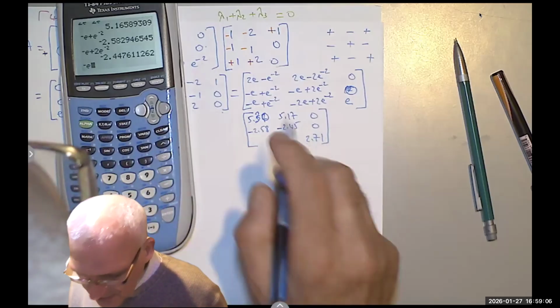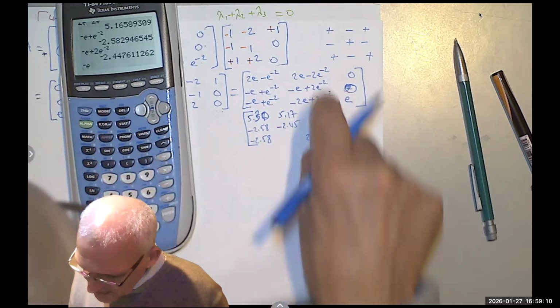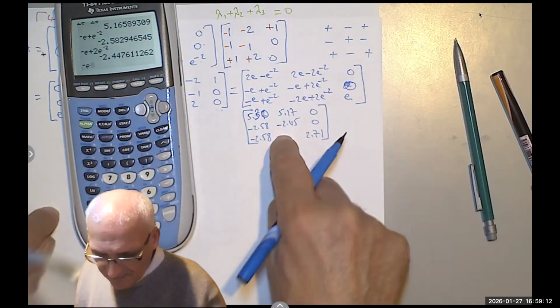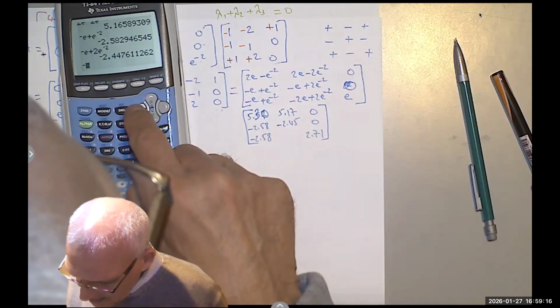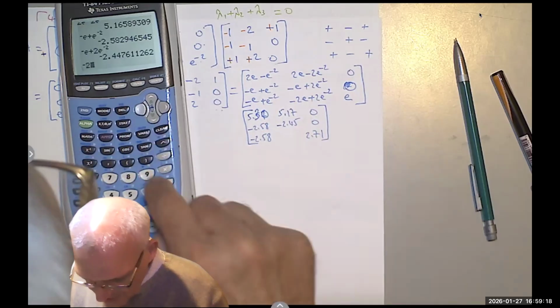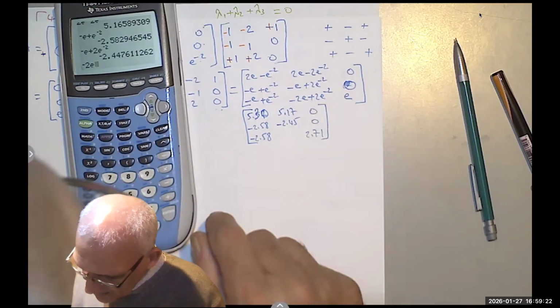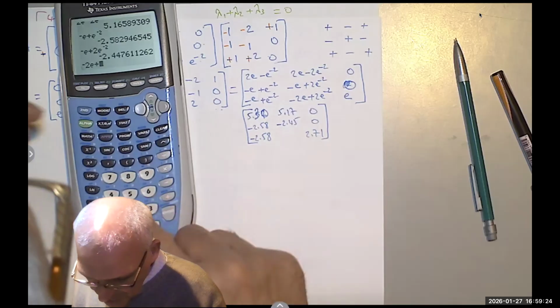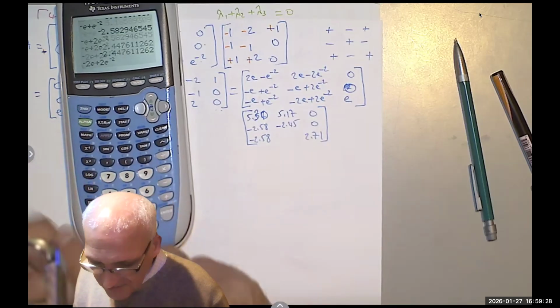So why am I repeating? This one is different. It's the opposite of that, right? I should get negative 5.17. I think it's, yeah, it's negative 2e plus 2e to the negative 2. So it's negative 5.17.